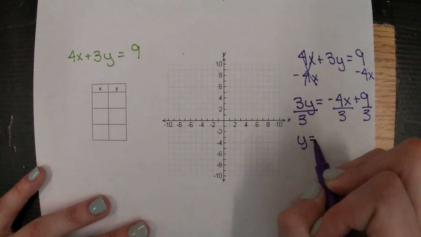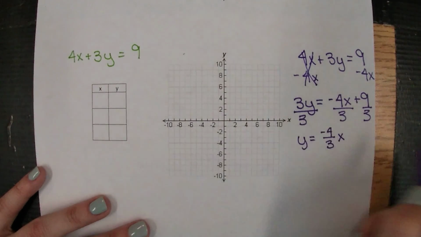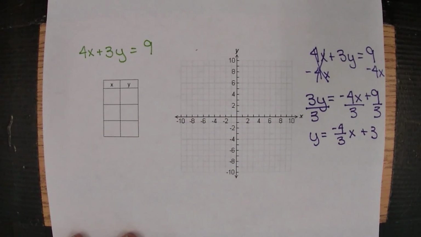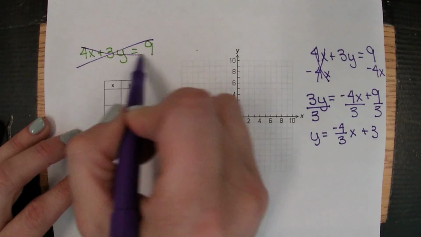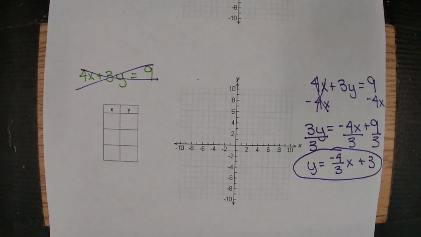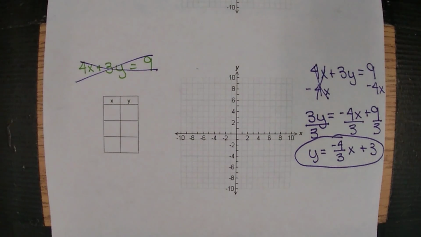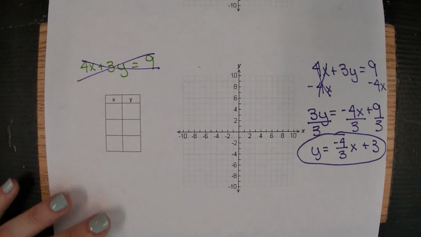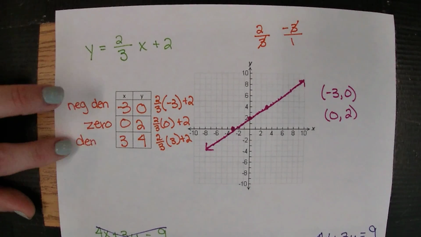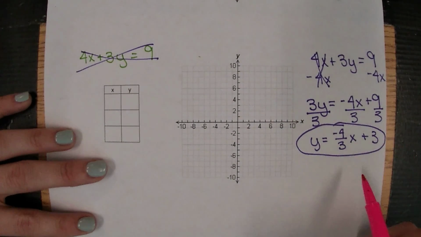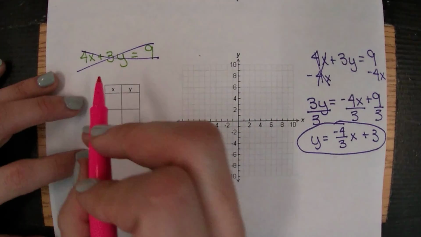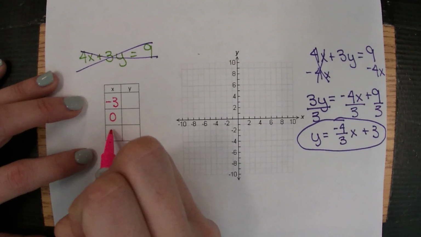So I'll get y equals -4/3 x plus 3. Okay, so I no longer care about this one over here, and this is what I'm using, right? These two equations are equivalent. They look different, but they represent the same thing. Okay, so we said that we want to use 0, the denominator, and the negative of the denominator. So what values are we going to want to use for this problem? We want to use -3, 0, and 3.